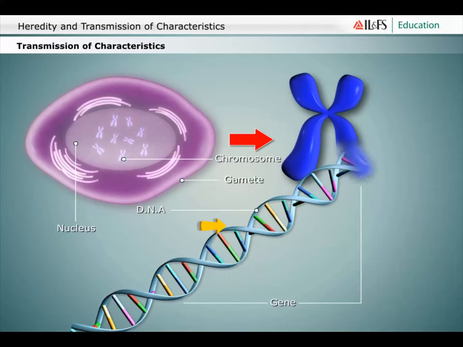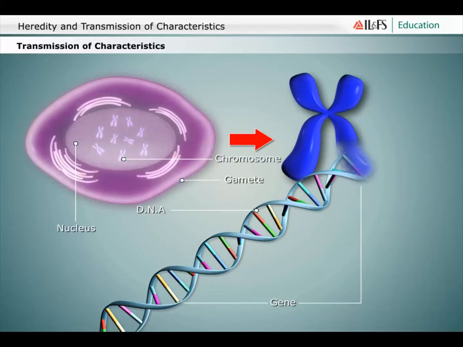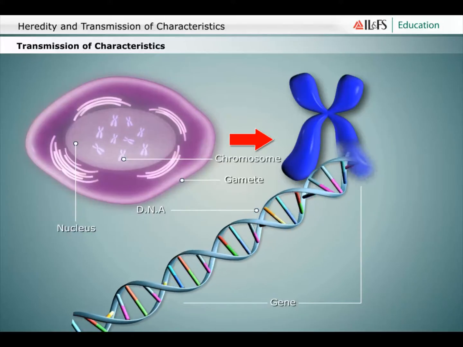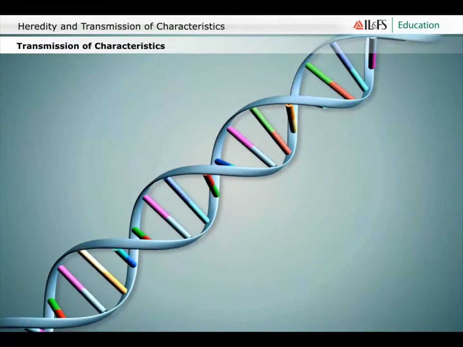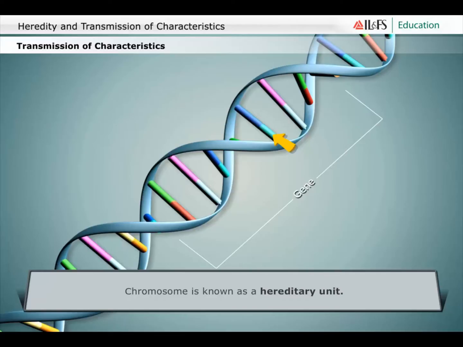DNA is the information source for making proteins in the cell. The section of DNA that carries the information for one protein is known as the gene for that protein. The gene lies in the chromosome, and that is why the chromosome is known as the hereditary unit.